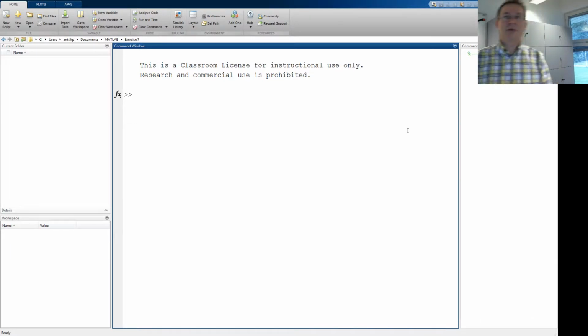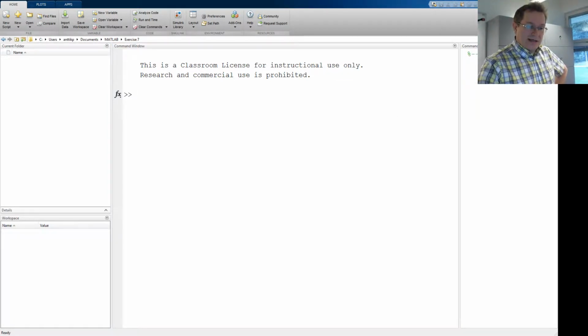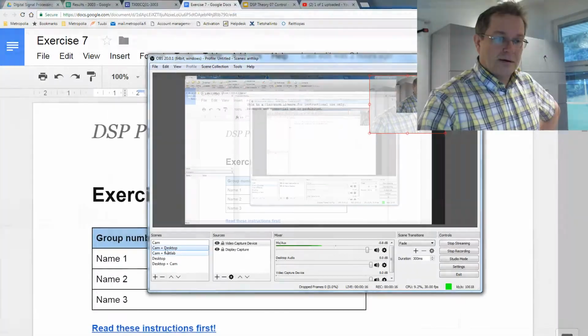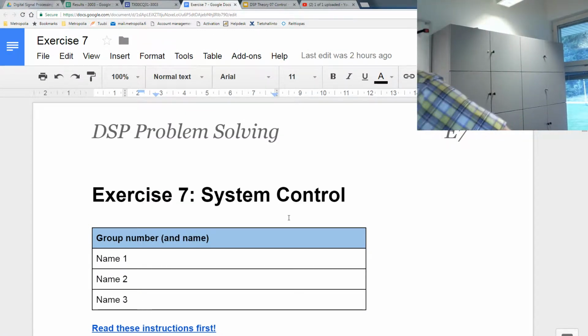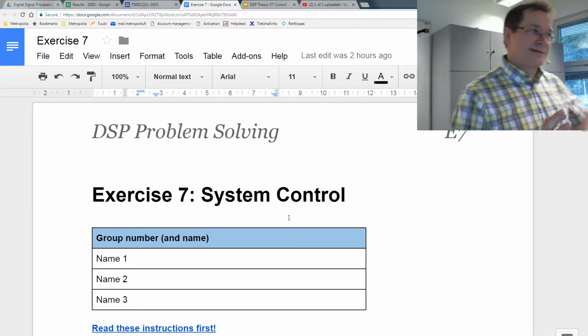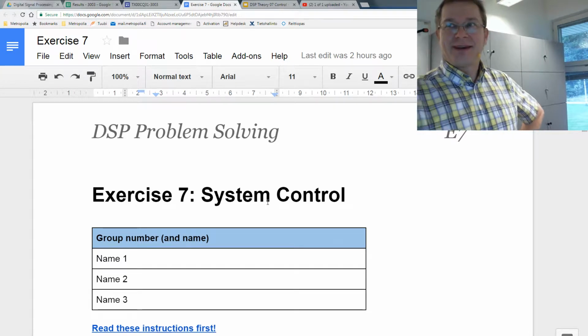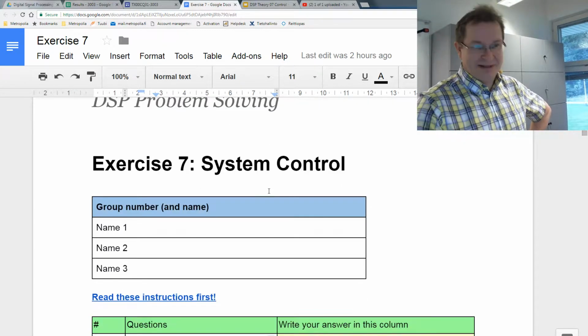Okay, let's take a look at the MATLAB and also the exercise actually. A little bit about the exercise. All right, so exercise 7, which is the last exercise. There's no individual exercise. No more exercises than the 7th one.